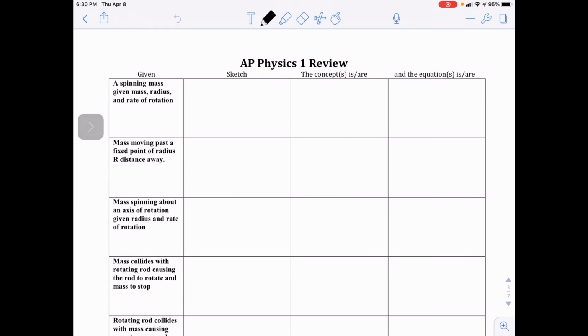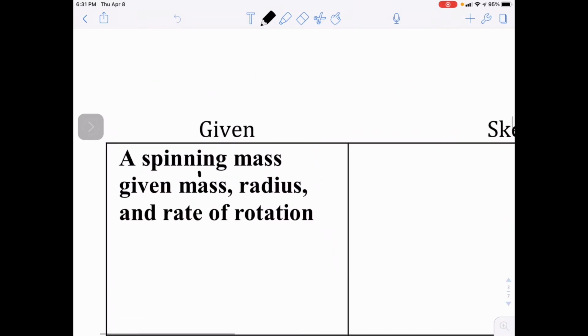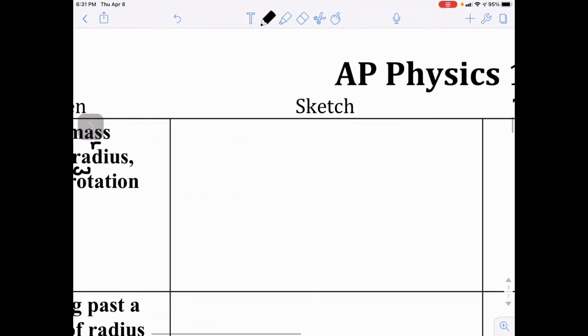In the next scenario, we have a spinning mass, and we're given the mass, the radius, and the rate of rotation: M, R, and omega. That could be as simple as something just rotating on an axis. That's what the lines represent there.